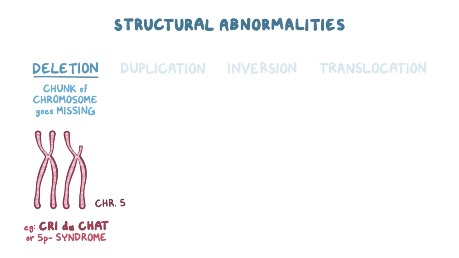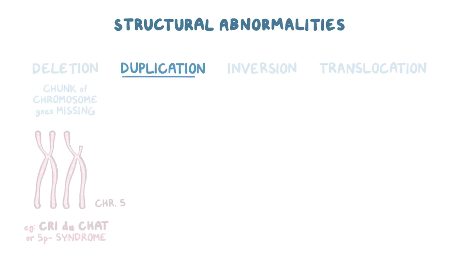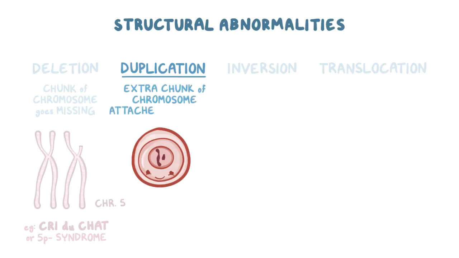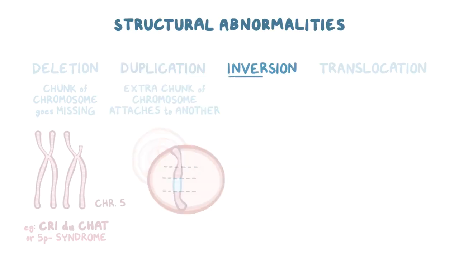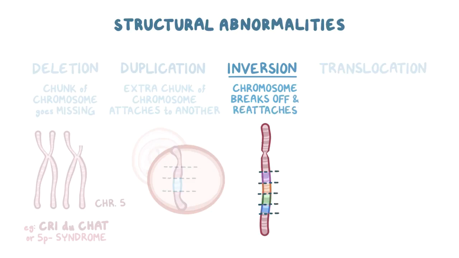of chromosome 5. Then there are duplications, which can happen when a gamete ends up with an extra chunk of chromosome that might be broken off from another chromosome. That extra piece often attaches to the homologous chromosome, which now has duplicate chromosomal segments that code for the same genes. Next are inversions, which are when a chromosome breaks off and reattaches to the same chromosome, but it gets flipped around in the process.